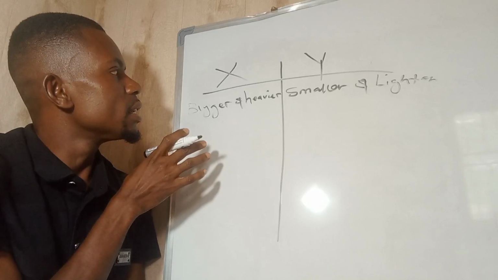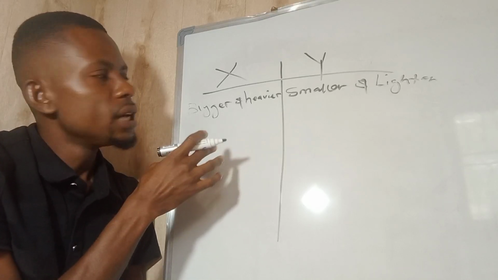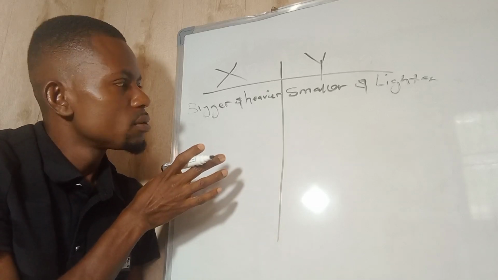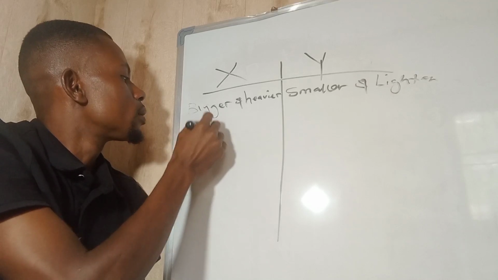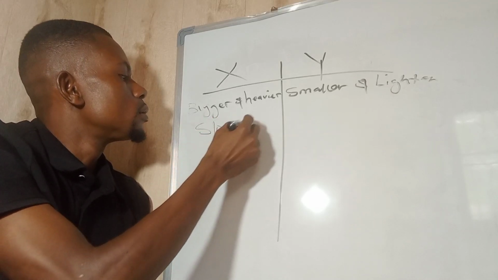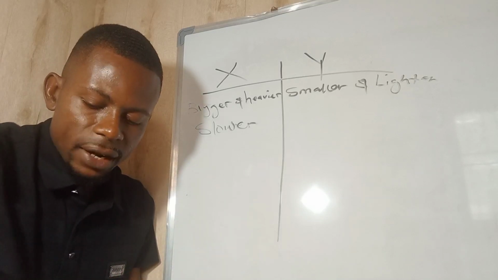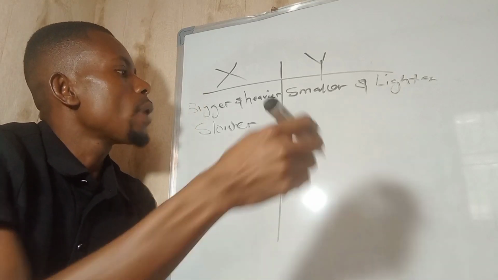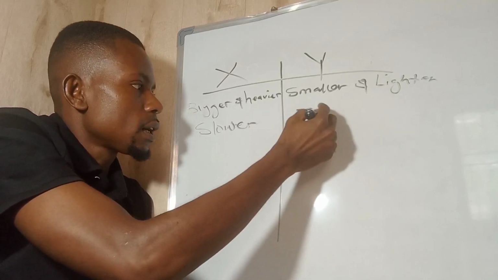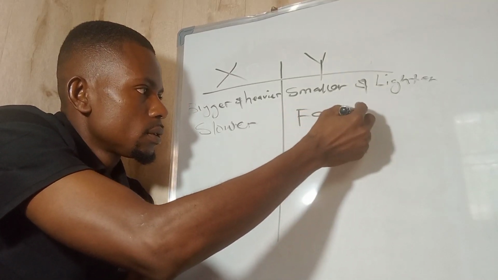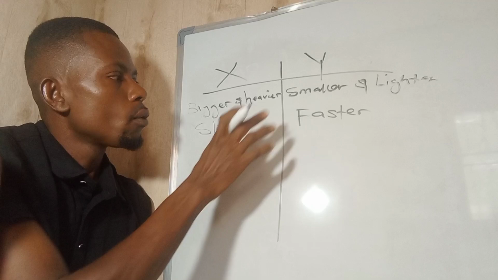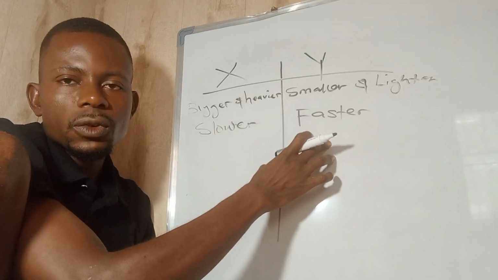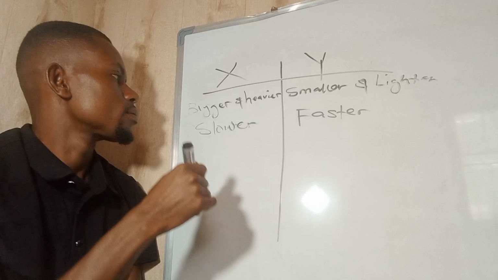Because the X chromosome is bigger and heavier, it swims slowly. It's not very fast, so it's slower. It does not swim very fast, while the Y chromosome is faster. So the sperm cells containing the X chromosome are slower, while the sperm cells containing the Y chromosome are faster.